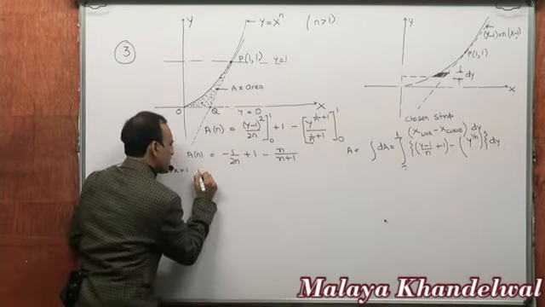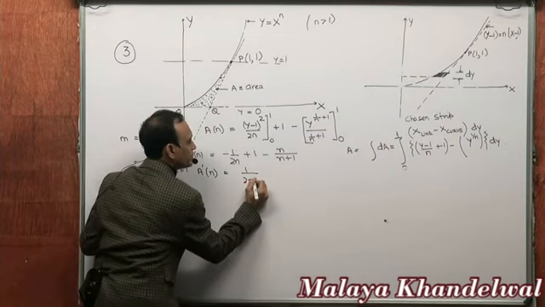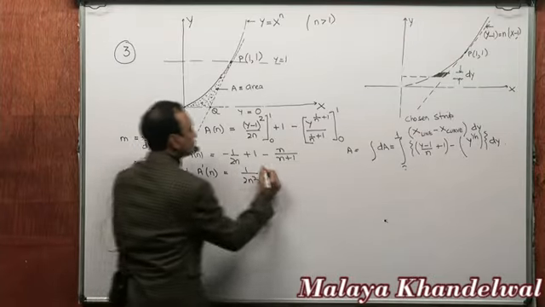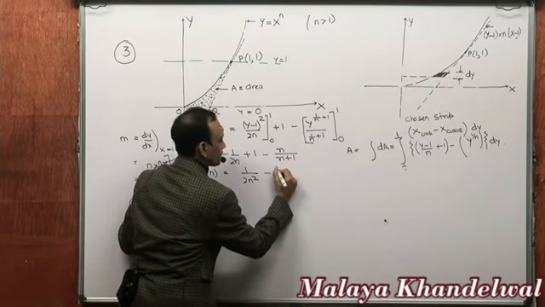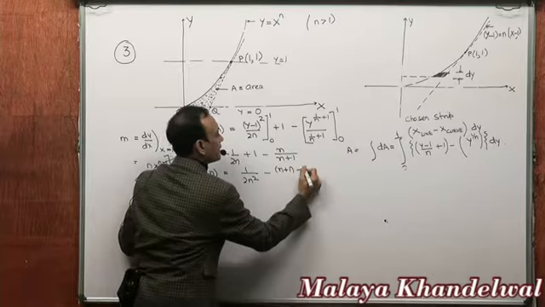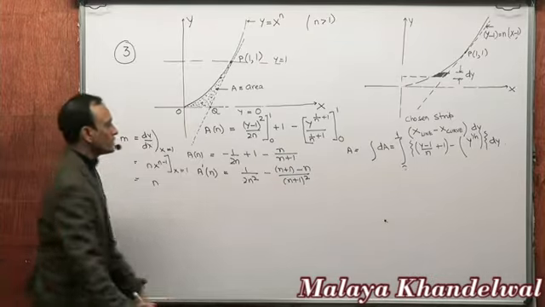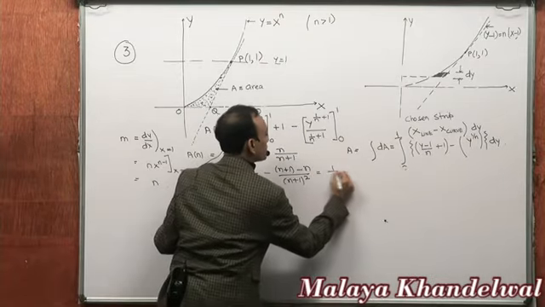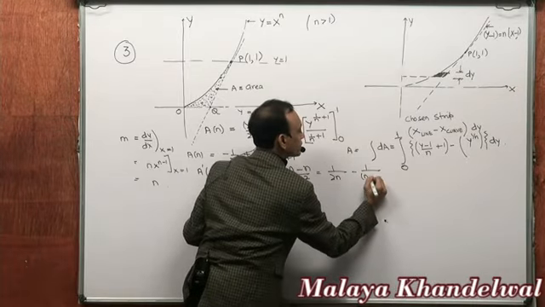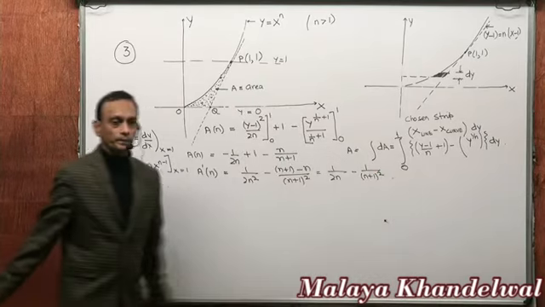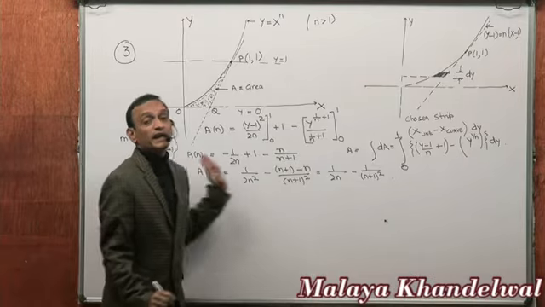So A dash of n, what's that? That's 1 by 2n squared, this will be 0 minus the derivative of the numerator, 1 into n plus 1, minus n, divided by n plus 1 whole square, right? So that makes it 1 by 2n minus 1 by n plus 1 whole square, right? Let me find out intervals of n in which A is going to increase.